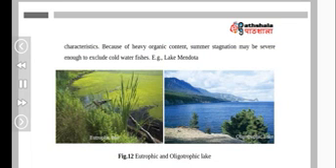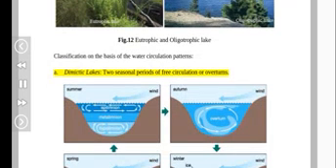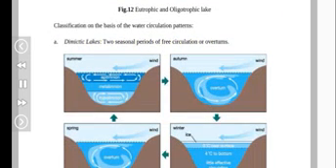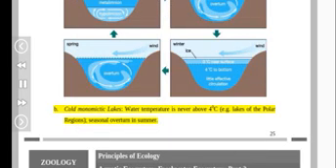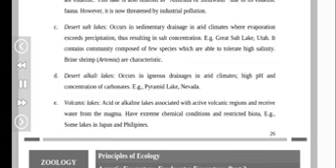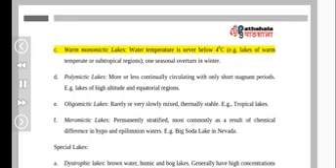Classification on the basis of the water circulation patterns. A. Dimictic lakes: two seasonal periods of free circulation or overturns. B. Cold monomictic lakes: water temperature is never above 4°C, e.g., lakes of the polar regions, seasonal overturn in summer. C. Warm monomictic lakes: water temperature is never below 4°C, e.g., lakes of warm temperate or subtropical regions, one seasonal overturn in winter. D. Polymictic lakes.